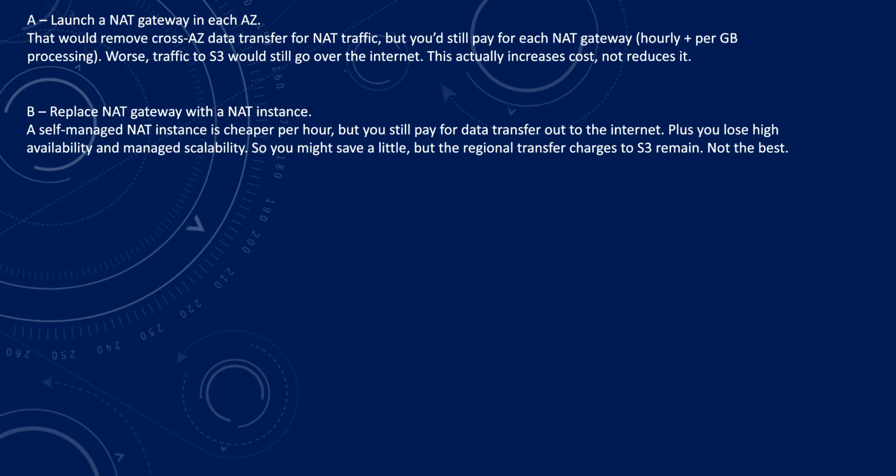Next, option B, replace the NAT gateway with a NAT instance. A self-managed NAT instance is cheaper per hour, but you still pay for data transfer out to the internet. Plus, you lose high availability and managed scalability. So you might save a little, but the regional data charges to S3 remain. So this is not the best option.